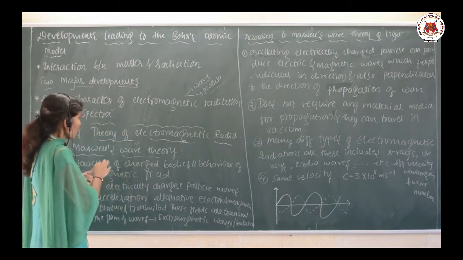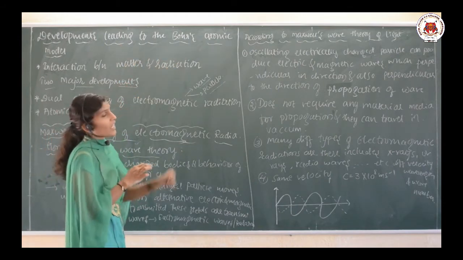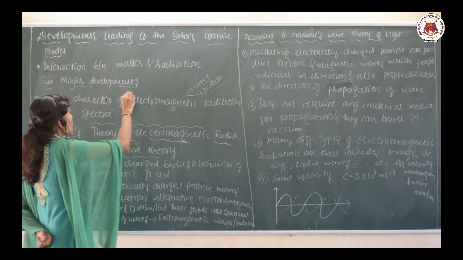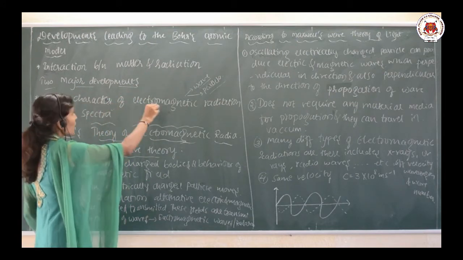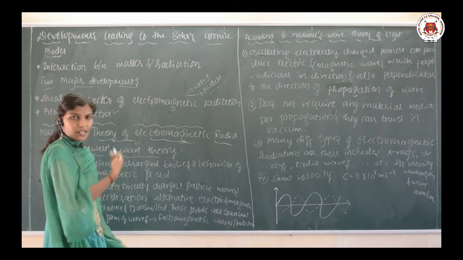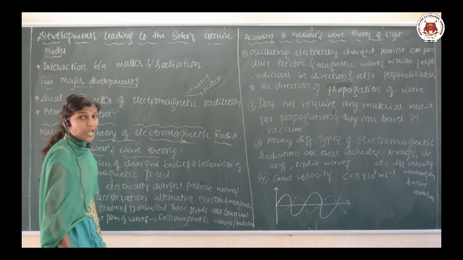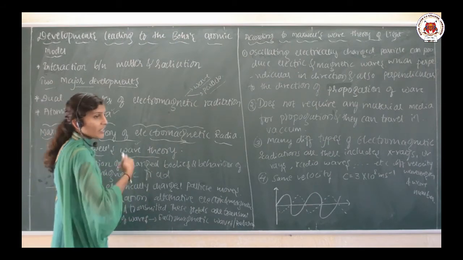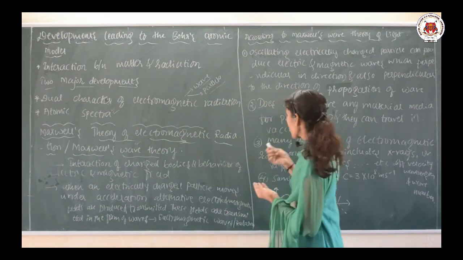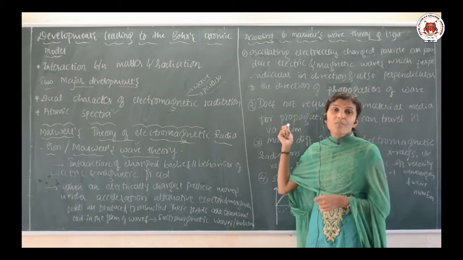Okay. So first one is the developing ideas for Bohr's atomic model that we discussed, and majorly there are two important developments: the dual character of electromagnetic radiation and atomic spectra. Later on we discussed Maxwell's wave theory and what he suggested, the definition of electromagnetic radiation we studied, and the points he explained according to his theory.